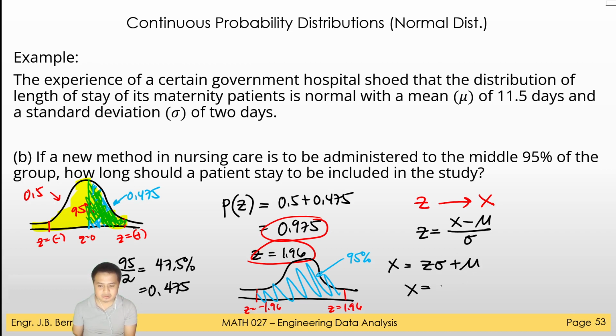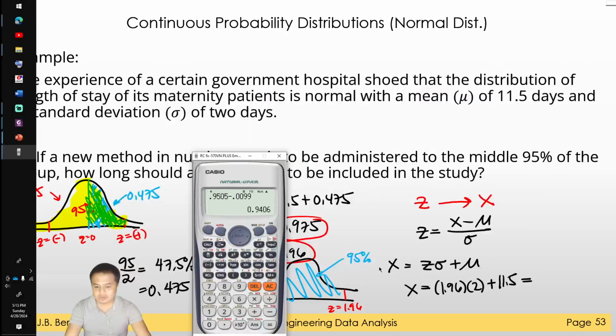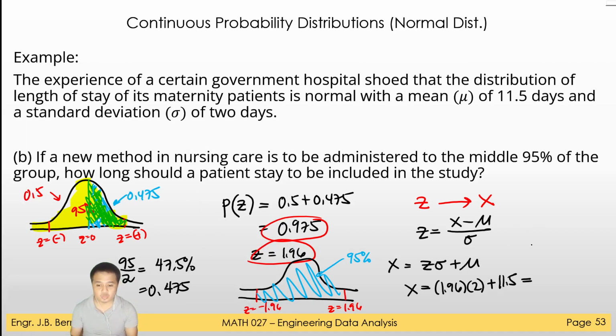So should we use the positive or negative? We can use the positive first, and then I will explain what the negative means. I'll just use the positive z-score, 1.96. Sigma is 2. The mean is 11.5. So if you simplify this, what will the x variable be? 1.96 times 2 plus 11.5 is 15.42.